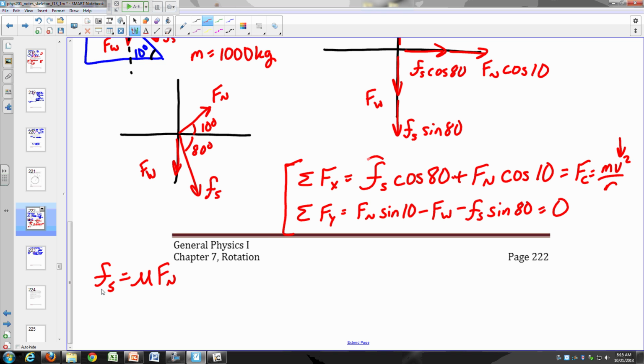So that's one thing that I can substitute in here, and just gives me then two unknowns in the top equation. And then I have two unknowns in the bottom equation. Oh no, I just have one unknown in the bottom equation. So I can take this bottom one. I have Fn sine of 10 minus mg minus mu force normal sine of 80 equals 0. Can you take that and solve it for Fn?